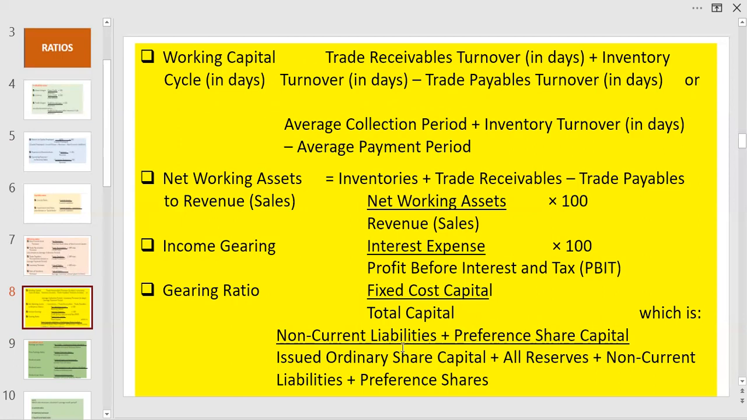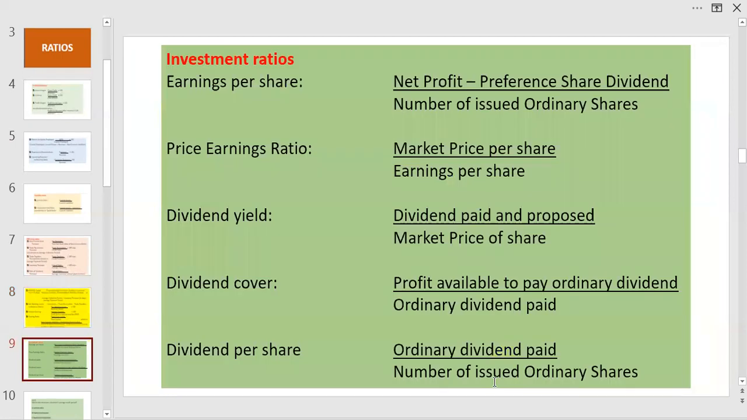As shown below, non-current liabilities plus preferred share capital divided by issued ordinary share capital, all reserves, non-current liabilities, preference shares, etc. The other classification of ratio is investment ratios. Students must know every time when a share is mentioned, we refer to equity shares unless otherwise it is stated. Earnings per share, net profit minus preference dividend divided by number of issued shares.